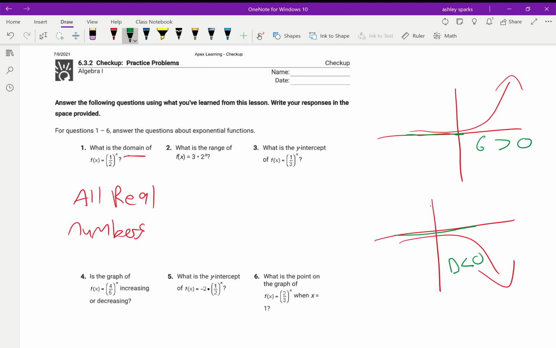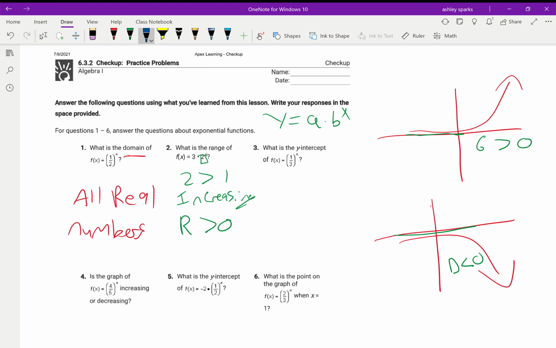So if I'm looking at this function here, to tell whether or not we have growth or decay, we look at our rate, right? Because we have the form a times b to the x, where b is our rate. Is that rate greater than 1? Well, yeah, 2 is greater than 1, so this is increasing, which means our range will be everything greater than 0 for this problem.